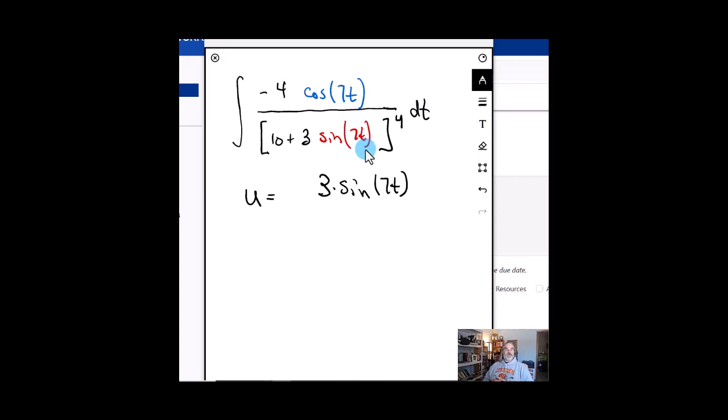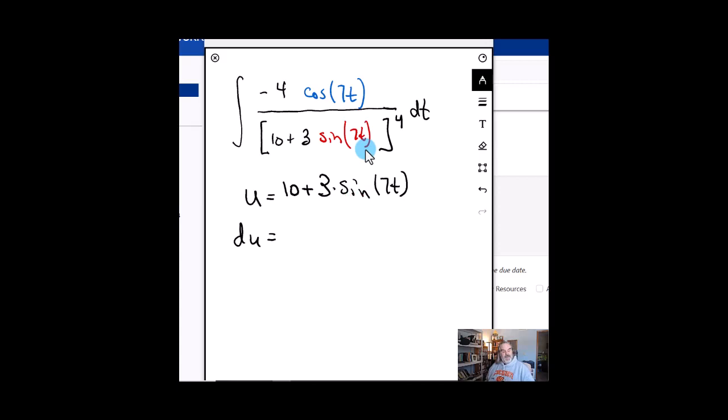Let's say u is 3 times sine of 7t. The derivative of that would be within a multiplicative constant of cosine of 7t. But let's think bigger. How about we put in that 10? Because the derivative of 10 is 0, right? So if I cast my net as wide as possible and let u be the entire inside of that 4th power in the denominator, then du for that substitution, well, 10's going to turn into 0 with its derivative.